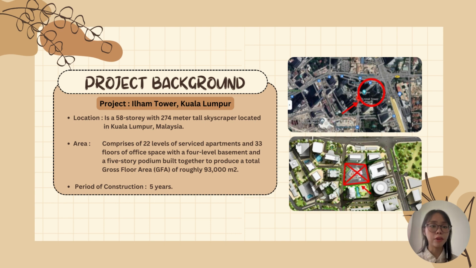For the case study, our group had chosen the Ilham Tower Kuala Lumpur. Ilham Tower is a 58-story, 274-meter tall skyscraper located in Kuala Lumpur, Malaysia. It comprises 22 levels of service apartments and 33 floors of office space with a 4-level basement and a 5-story podium built together to produce a total gross floor area, GFA, of roughly 93,000 square meters. The period of construction is 5 years. The pictures shown are the location of the project.